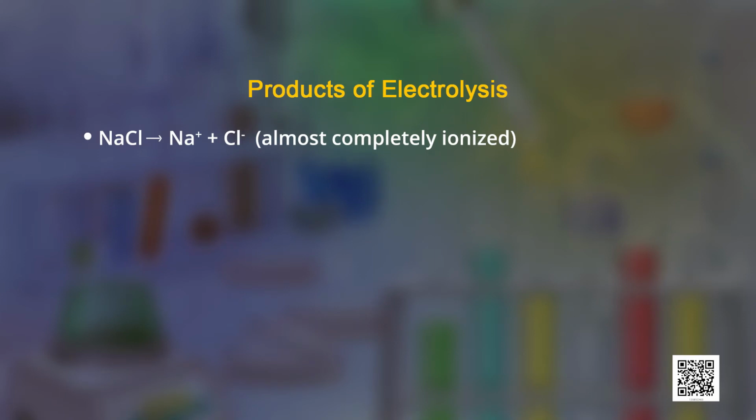We now consider aqueous sodium chloride with inert platinum electrode. Aqueous sodium chloride is a strong electrolyte and gets completely dissociated in aqueous solution. Water, which acts as a solvent here, is a weak electrolyte and is weakly dissociated. So, sodium chloride breaks into sodium ions and chloride ions. At the cathode, there is a competition between the reduction reactions.